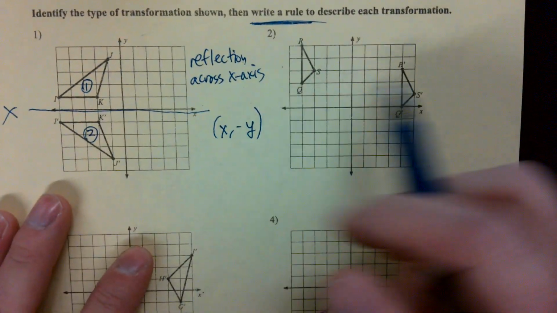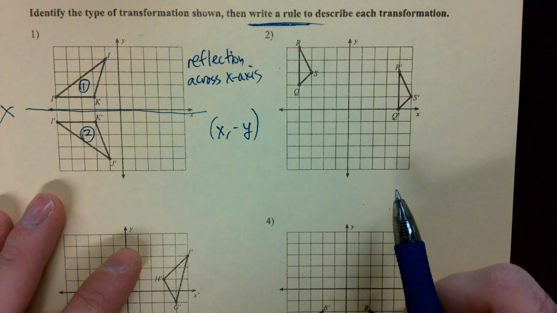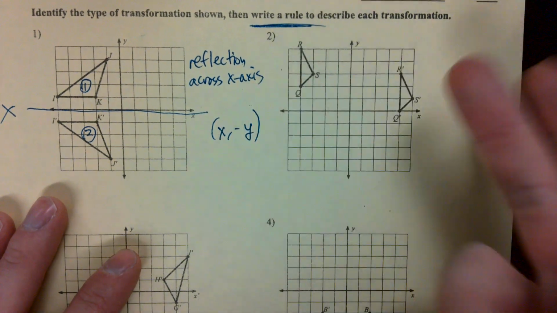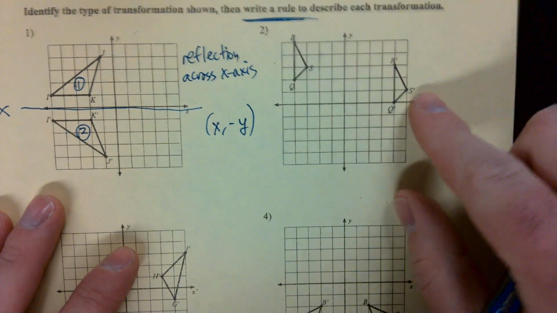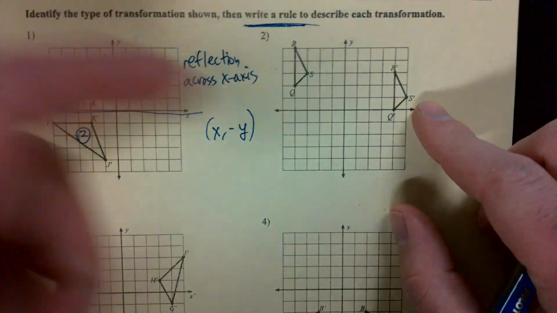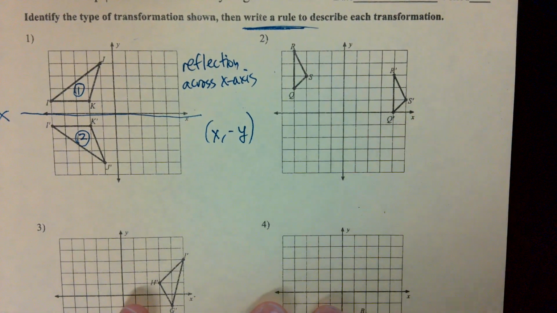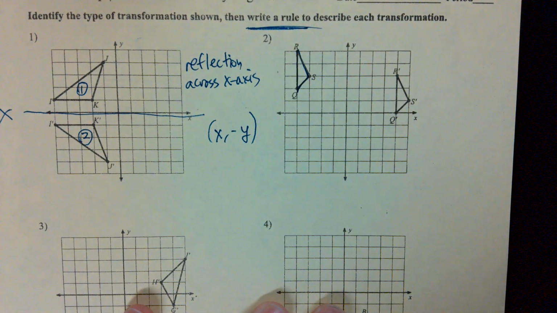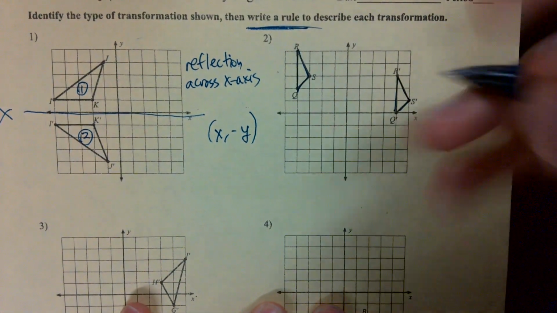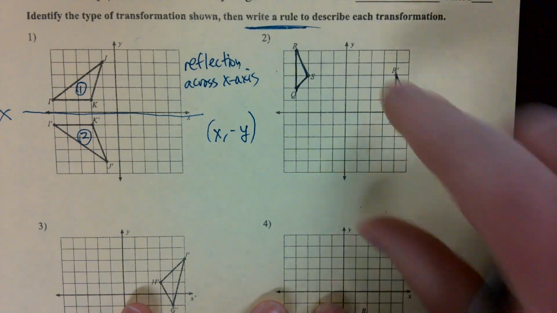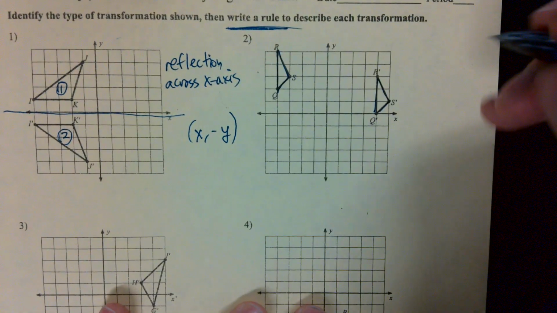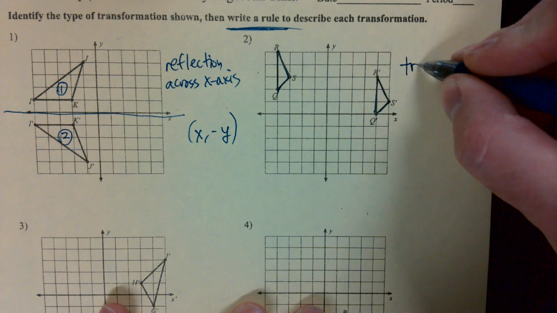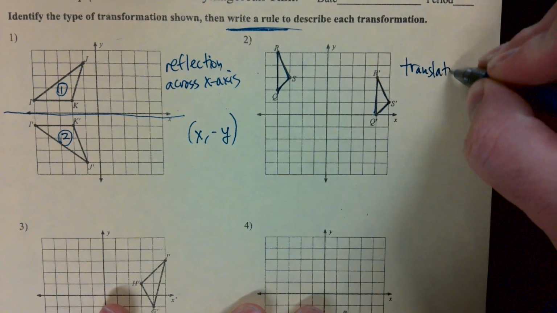Number 2, does this look like a reflection to you? No, it does not look like QRS is looking in the mirror. Does it look like we rotated this triangle at all? No, it looks like they're in the same position. My S is pointing to the right. My S prime is pointing to the right. So what type of transformation do we have in number 2? A translation. Thank you, Jackie.